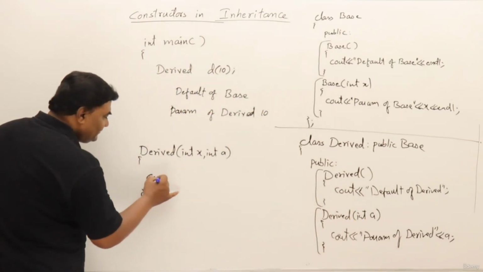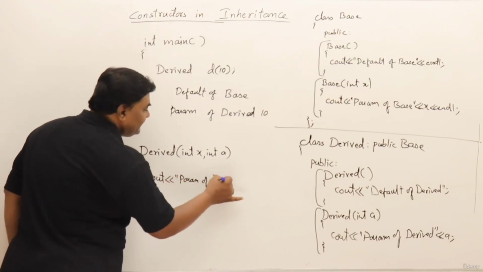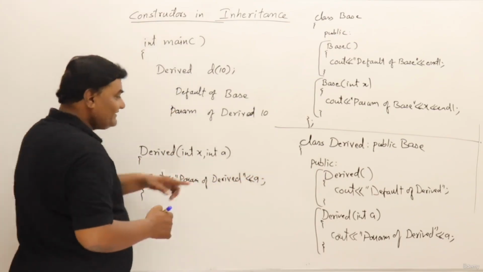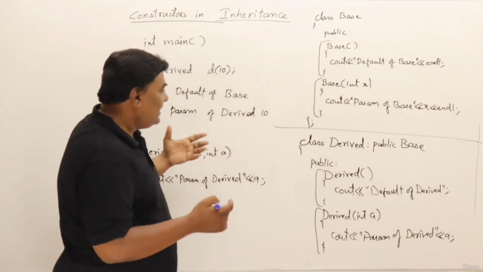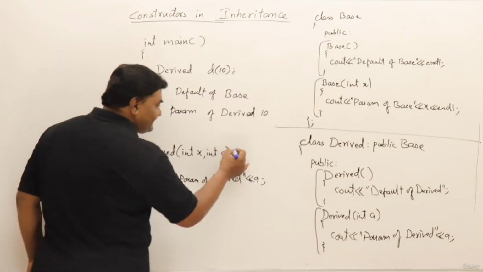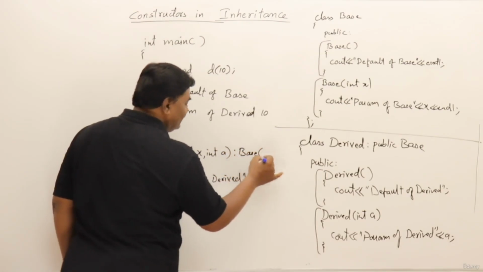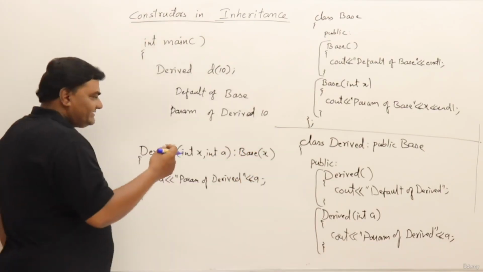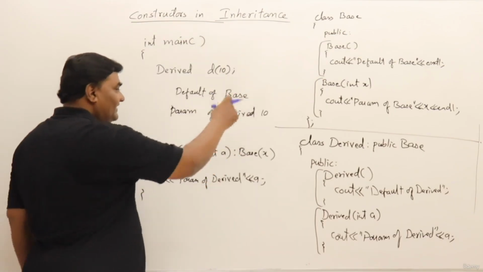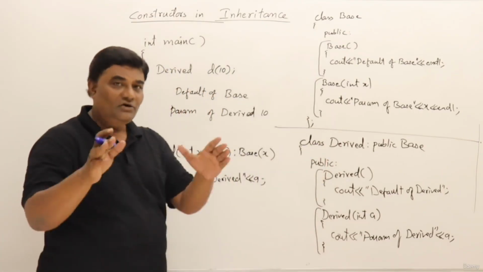Okay, here I will say cout param of derived. Okay, then it will display a. Okay, but what about x? This x I want to send to the base class. So how to send the parameter to the base class from the derived class? So here itself, beside the constructor, write colon and say base and pass x. So yes, from the derived class constructor, I am calling the constructor of the base class, which is the parameterized constructor. Now you watch the flow.